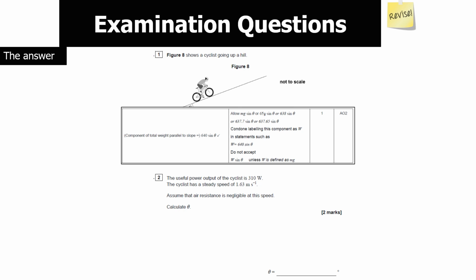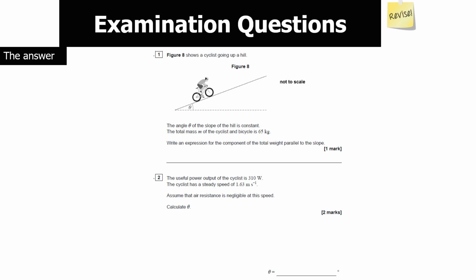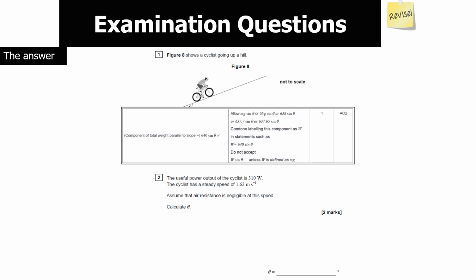So you know what the value is going to be for the weight, because if you look down, 65 kilograms, the weight of the force is going to be 65 times 9.8, which is 640. So therefore we can say that the component of weight is equal to 640 sine theta.